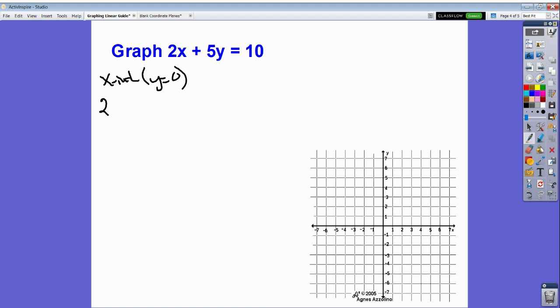So I'm going to write my function, 2x plus 5y is equal to 10. If I plug in 0 here, what's 5 times 0? 0. So it's like it's not even there. So it goes away. And then all we have to do is divide by 2. So my x-intercept is going to be 5, 0. So I'm going to put that point on my x-axis, 5, 0.